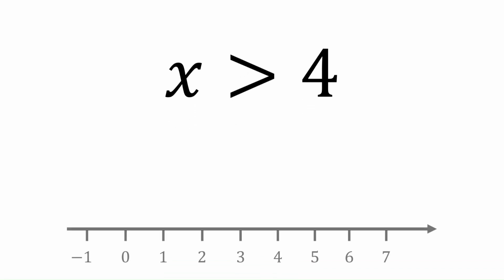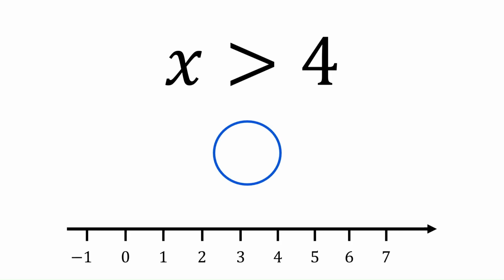If we write x is greater than 4, that means that x can be any value bigger than 4. So 5 would work, 10 would work, 100 would work, anything greater than 4. But 4 itself does not work because the inequality says greater than, not greater than or equal to. To represent this on a number line, we put an open circle at 4 because 4 itself is not included, and then we put an arrow to the right because we want the numbers greater than 4.